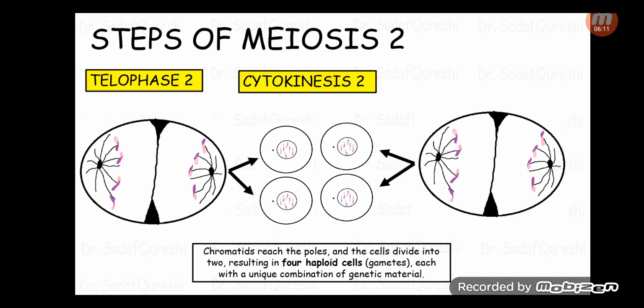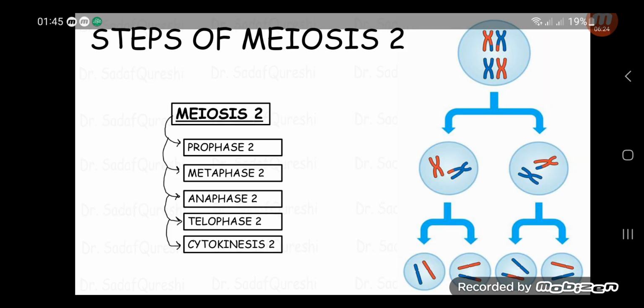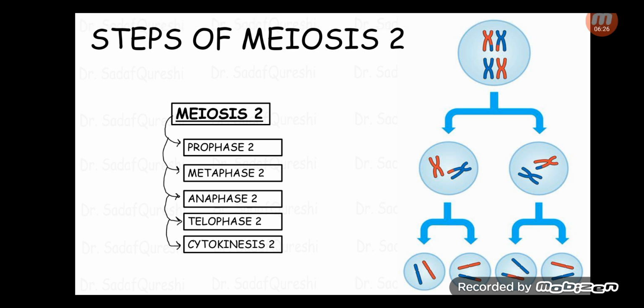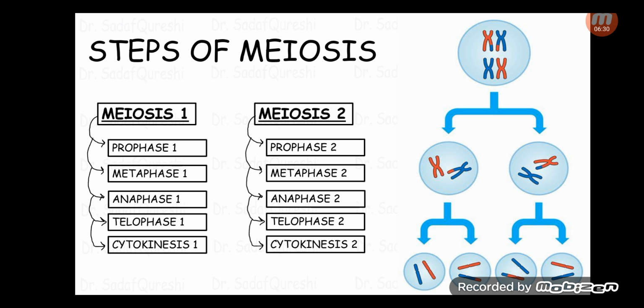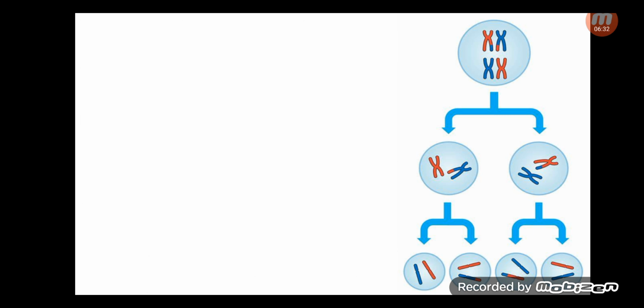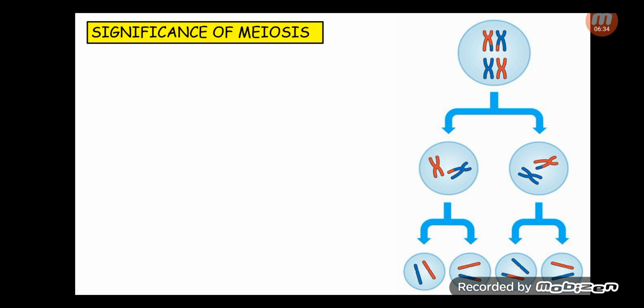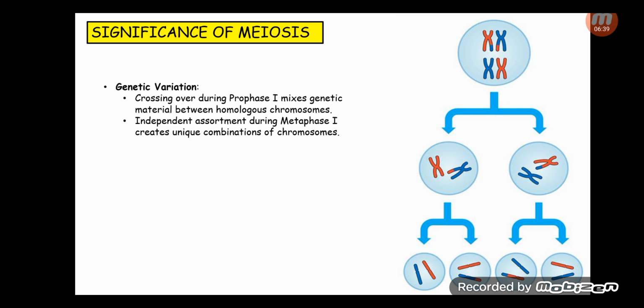As we know, as a result of meiosis 1, two cells were formed, and each of the cells will give rise to two further daughter cells. So overall, there will be four haploid cells or four haploid gametes. So this was all about the steps of meiosis 2. And we talked about meiosis 1 and meiosis 2 steps. And now, at the end, let's talk about the significance of meiosis.